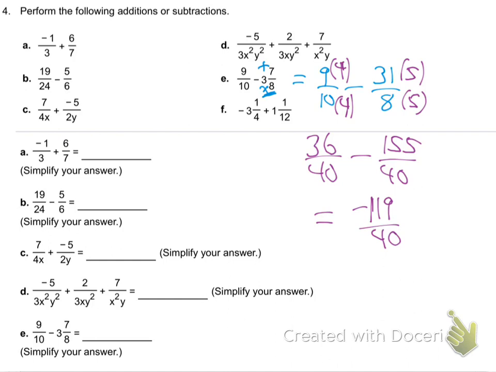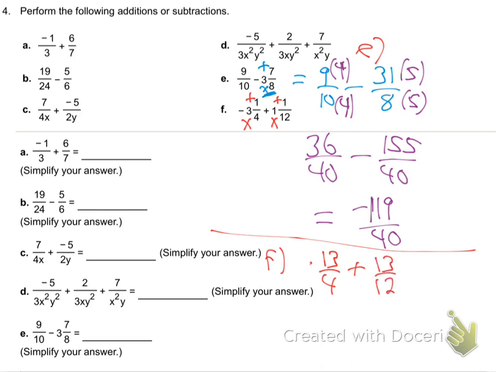And then finally, I think we can squeeze in part F down here. So that was part E. Down here, part F. So you're going to need to multiply the bottom, add the top again. That'd be minus 13 fourths, right? 3 times 4 is 12. Add 1, 13. And then 1 times 12, add 1, plus 13 twelfths.